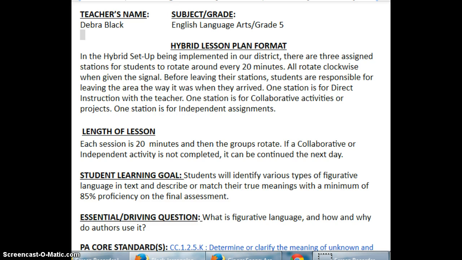My goal is that students will identify various types of figurative language in text, and they will describe or match the true meanings with a minimum of 85% proficiency on the final exam, with the driving question being, what is figurative language and how and why do authors use it?